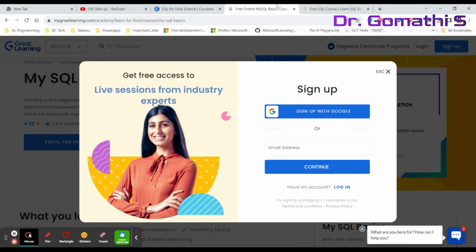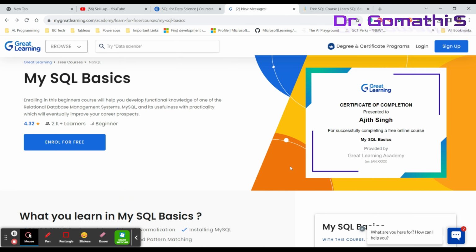What I would recommend is, if you are very new to SQL, that is database management, start learning from Great Learning, which is the free course. You have MySQL Basics, where you can learn completely about introduction to database, types of database, and all these things. After completing this, you can start learning about SQL, where you will understand joins and subqueries. You will learn all these important concepts through Simplilearn, which is also a free course.